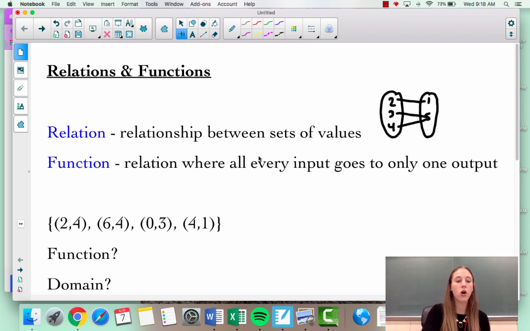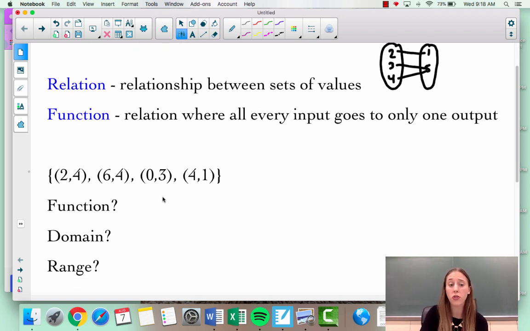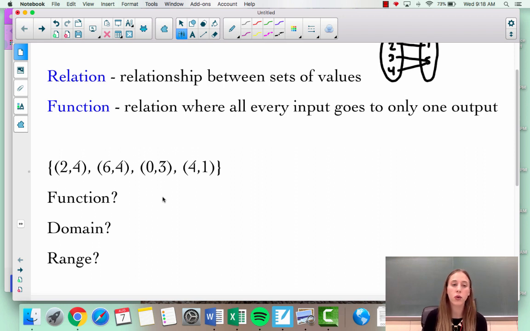Okay, so everything on the one side can only go to one thing on the right side. Right, so we're going to go through some examples in the ordered pair form first, just showing you what those look like. The first relation we have here is a set of ordered pairs. I've got (2, 4), (6, 4), (0, 3), and (4, 1).